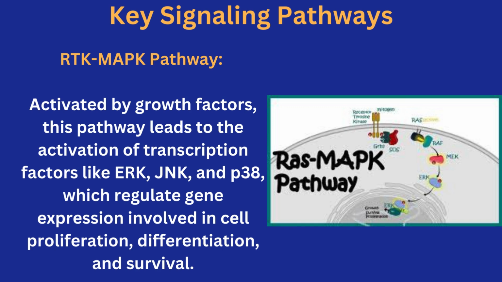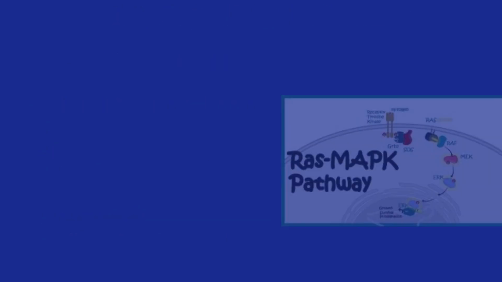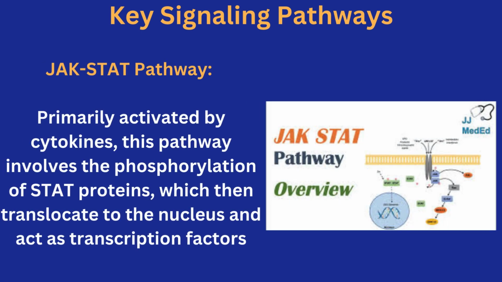Key signaling pathways. RTK-MAPK pathway. Activated by growth factors, this pathway leads to the activation of transcription factors like ERK, JNK, and p38, which regulate gene expression involved in cell proliferation, differentiation, and survival. JAK-STAT pathway. Primarily activated by cytokines, this pathway involves the phosphorylation of STAT proteins, which then translocate to the nucleus and act as transcription factors.